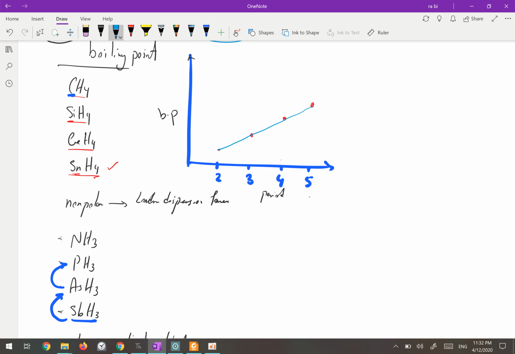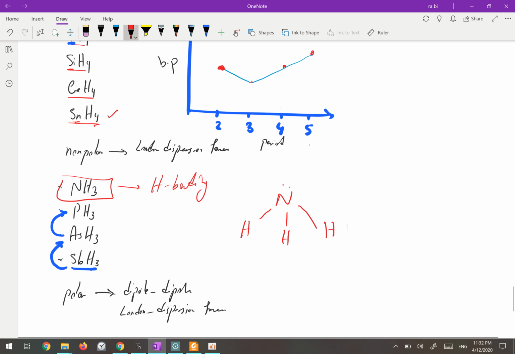But when you check, suddenly for NH3, the boiling point increases. So instead of being this one, the boiling point increases. So what does this increase in boiling point show you? This shows you that you have another force of attraction between the molecules in NH3 that causes its boiling point to increase, and that is hydrogen bonding, because in NH3 hydrogen is connected to the electronegative atom of nitrogen, and they can form a hydrogen bond between the hydrogen and the lone pair of the nitrogen.